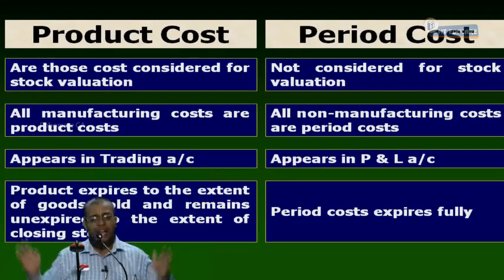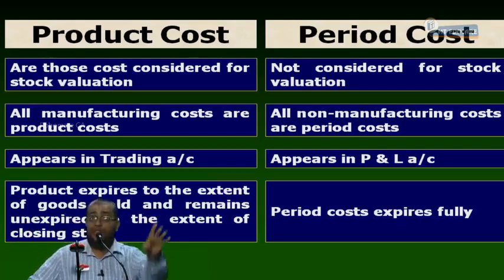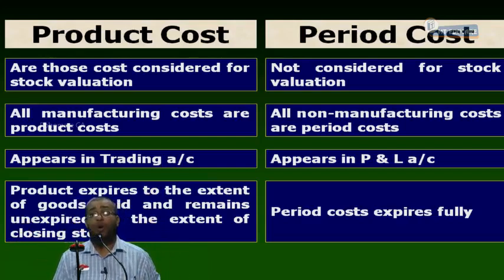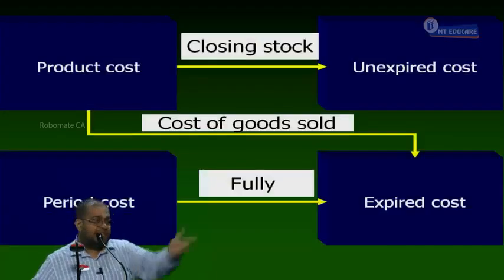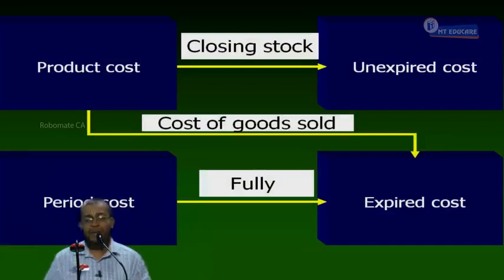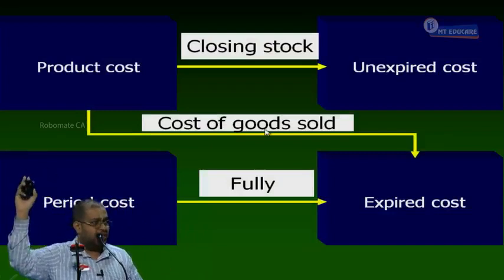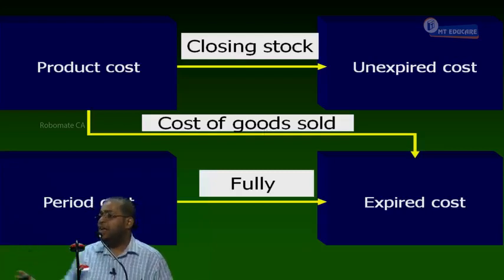Yes or no? So sales minus expired cost is profit. Now what expires? Period cost expires fully, and product cost expires only to the extent of what? Cost of goods sold is the answer. Now the question: tell me, what is product cost? What is period cost? Product costs are those costs considered for stock valuation, and period costs are not considered for stock valuation.